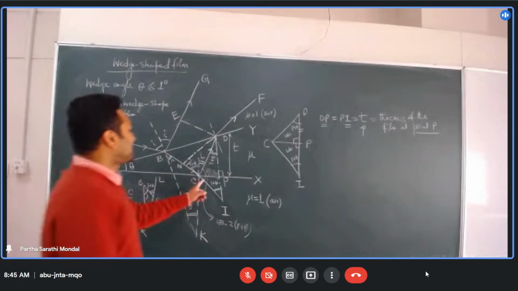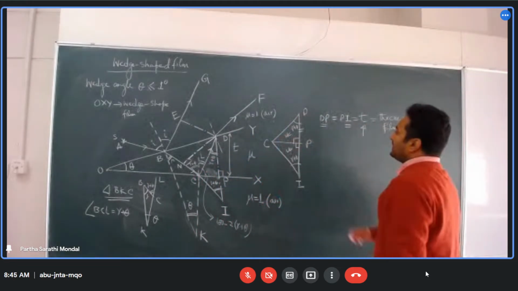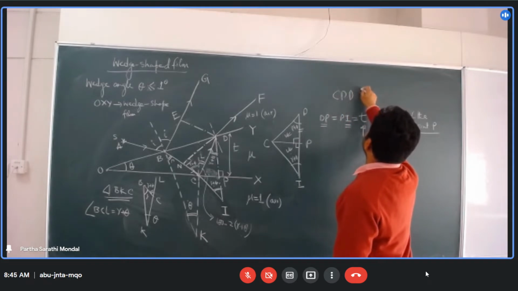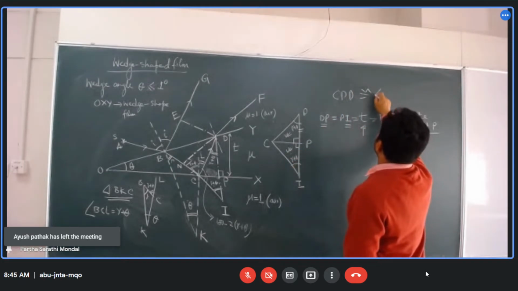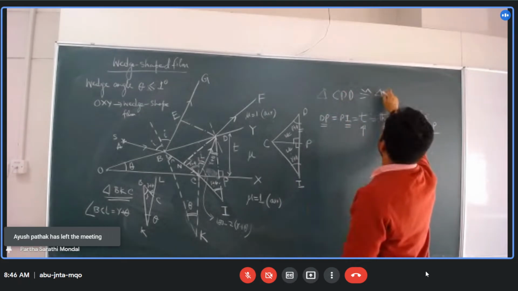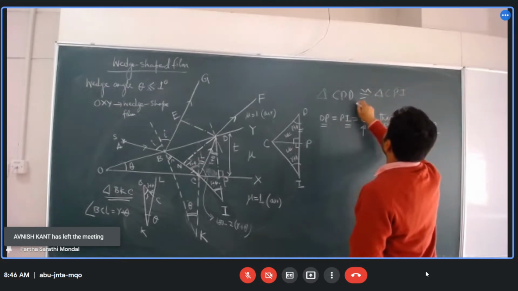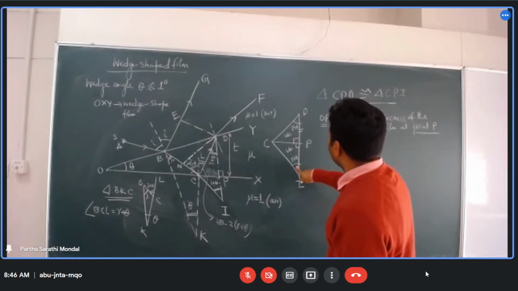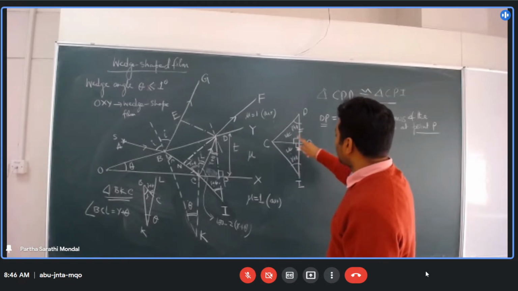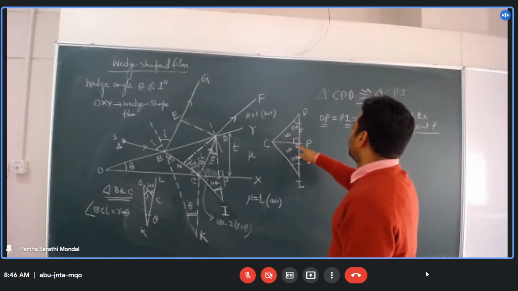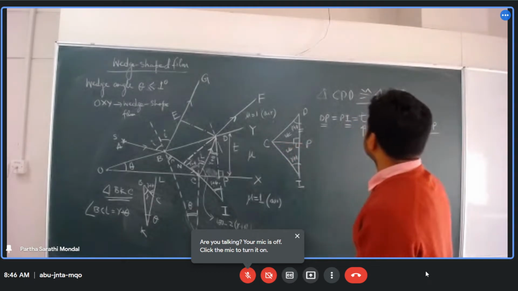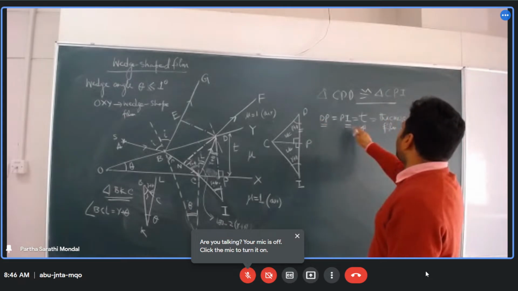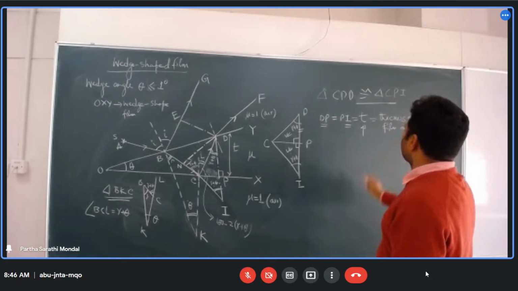So now if I take these two triangles, CPD are same as CPI. Okay, because they have one set of same angle, two set of same angle, r plus theta, and they have a common side. So if it is so, then you can write DP equal to PI. What is DP? DP is the thickness of the film at point P.